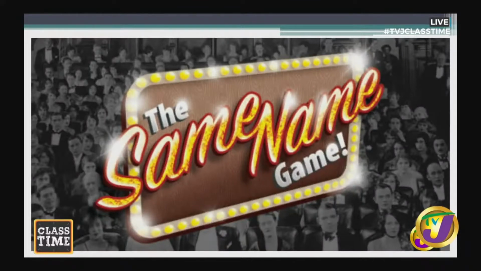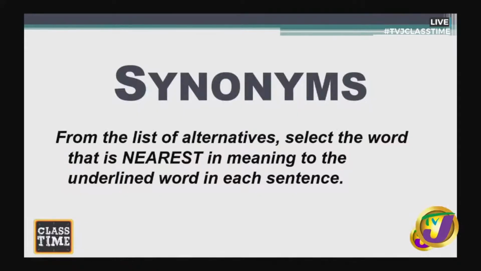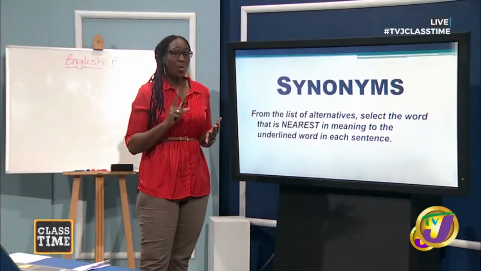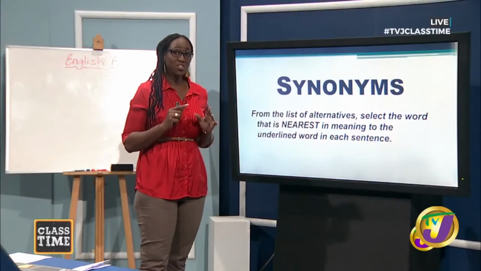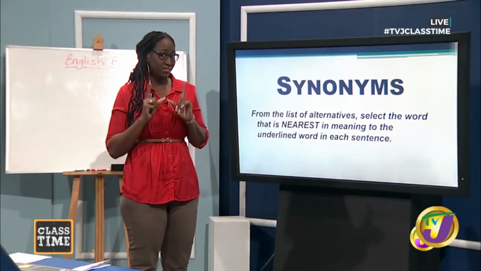So, the same name game. And of course, if it has the same name, then we're looking at synonyms. Now here are your instructions, and these are the same instructions you're likely to see on the paper. So from the list of alternatives, select the word that is nearest in meaning to the underlined word in each sentence. Now, something you need to remember, you're looking for the word that is closest in meaning. However, the word should also fit into the context of the sentence.